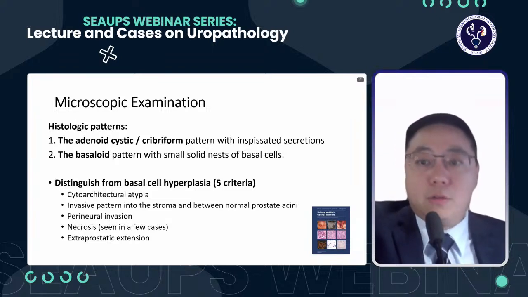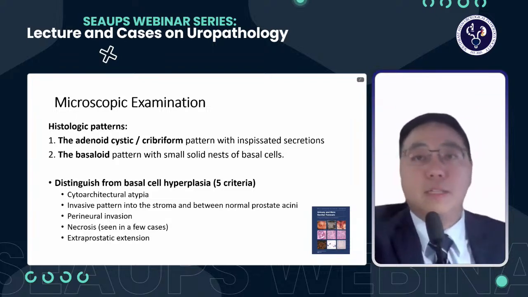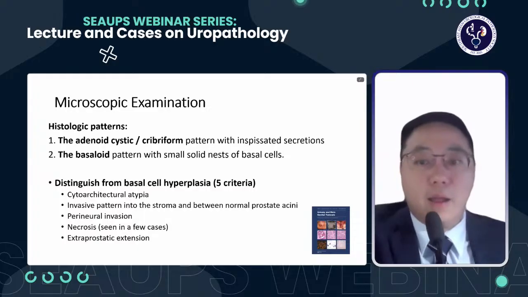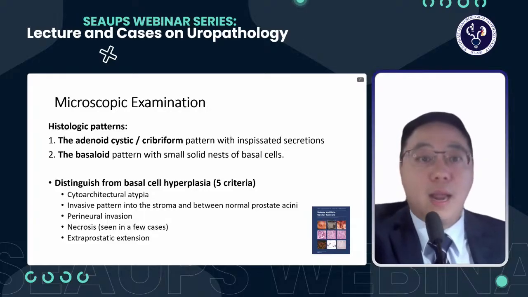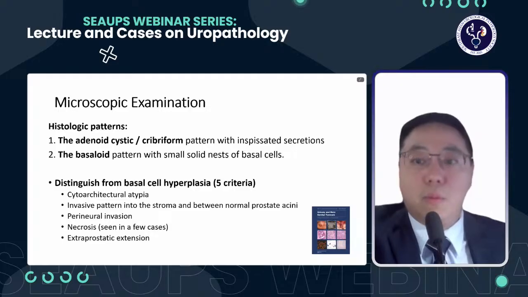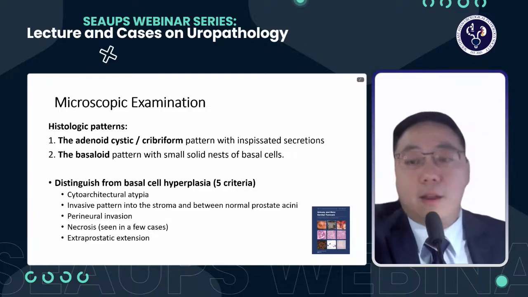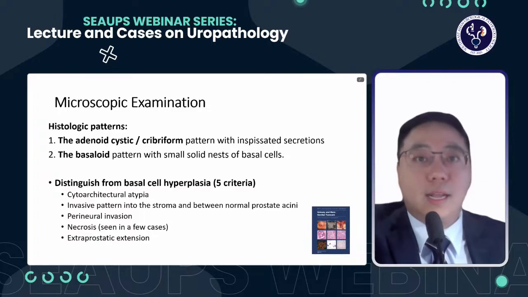It is important to distinguish this tumor from basal cell hyperplasia, which is benign. So there are 5 criteria as follows. The first one is the cytoarchitectural atypia and invasive pattern into the stroma and between normal prostate acini, or you can see the desmoplasia in the stroma. Perineural invasion, necrosis in a few cases, and extraprostatic extension.